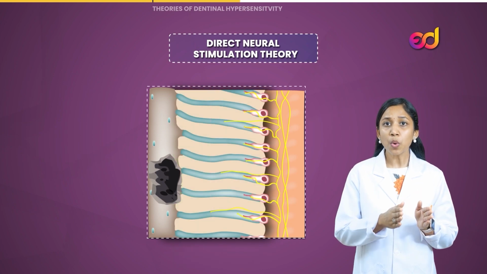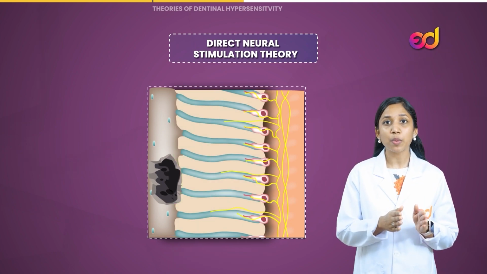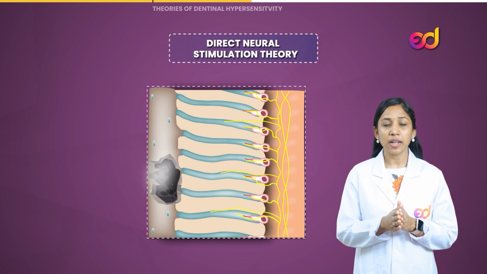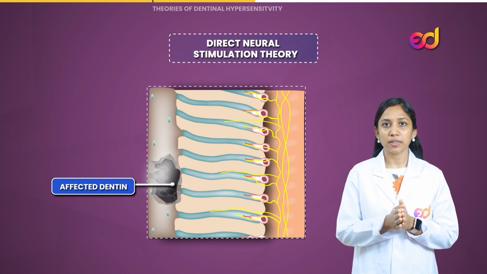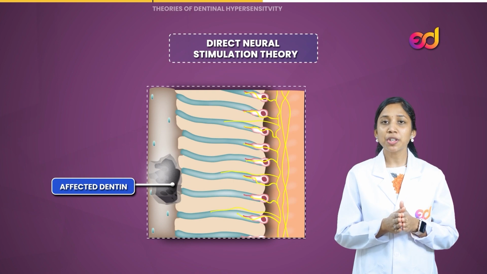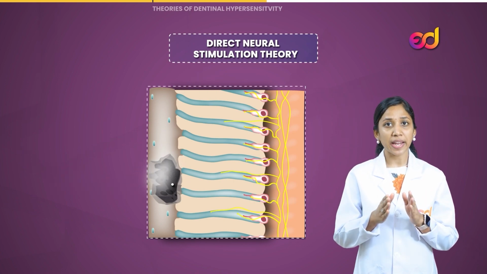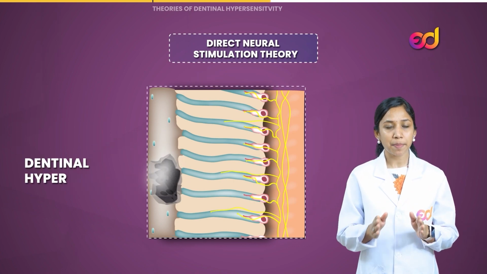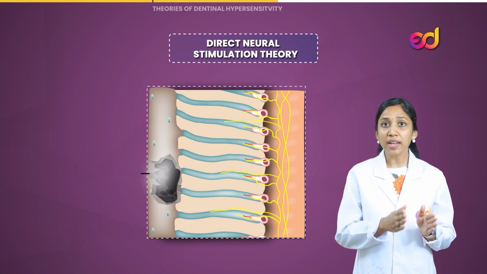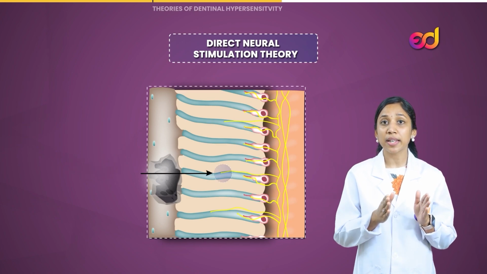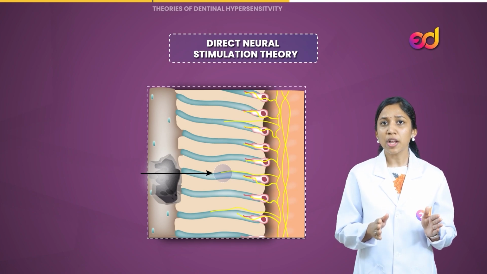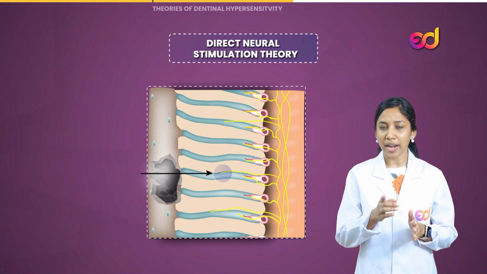Well, to support this statement, an experiment was conducted by topical application of a local anesthetic to the surface of the affected dentin. However, the result was that even the topical application of local anesthetic does not eliminate or subside the dentinal hypersensitivity. Okay, just think, if the pain was due to the direct stimulation of the nerve endings in the dental tubules, then the application of local anesthetics over it should subside or eliminate the pain, right?